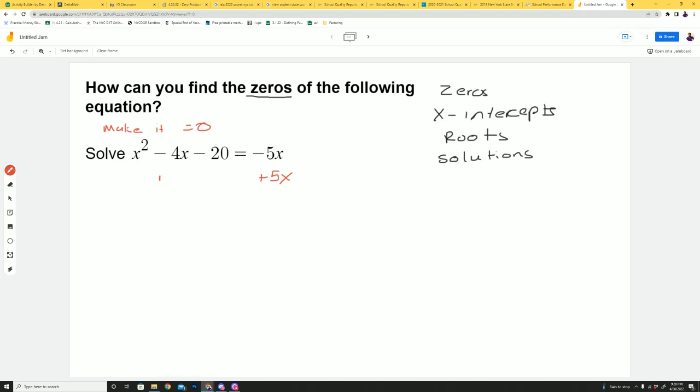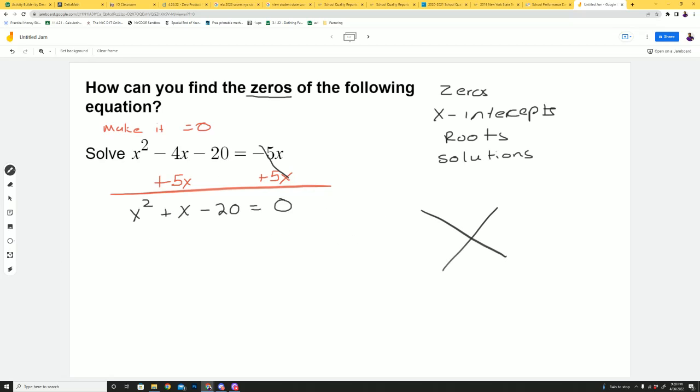I'm going to line this 5x up with this like term of negative 4x, and now I'm going to combine my terms. I have x squared and nothing down here, so I just bring down the x squared. Negative 4x and positive 5x is positive 1x, or I can just say plus x. Bring down that minus 20 equals negative 5x and 5x cancel out, so that's 0. Now I have 0 by itself.